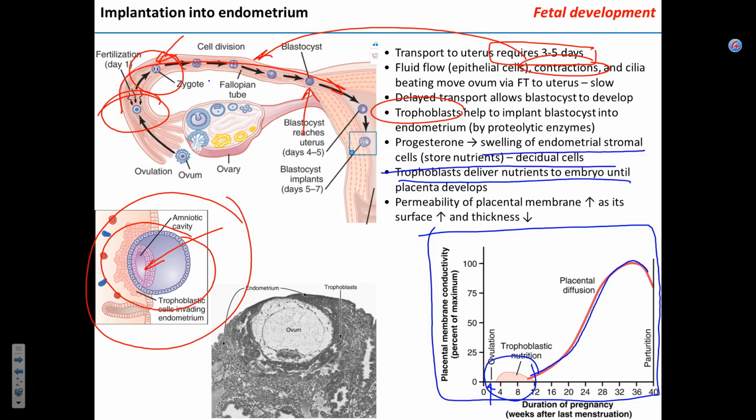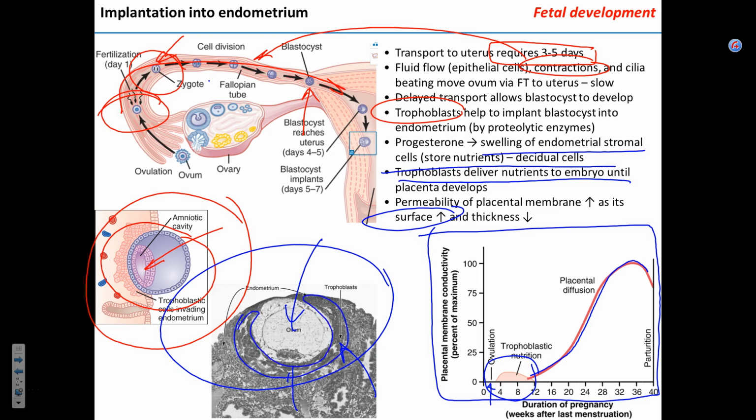And as placenta grows, it becomes bigger in terms of the size, surface area increases. But its thickness becomes lower and lower, so its permeability increases as well. Okay? In this image, you can see the ovum, the layer of trophoblasts surrounding ovum, and endometrium on the sides. Does that make sense?